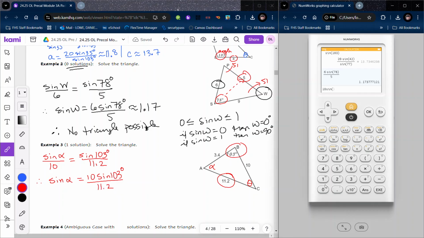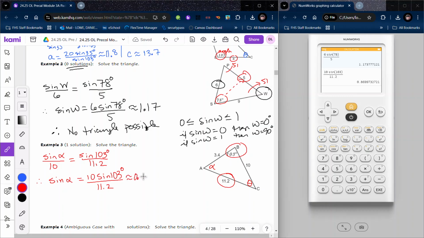So we'll do 10 sine 103 degrees, all divided by 11.2. That gives me 0.86997. Okay, now how can I undo a sine? I can use the inverse sine, and so I can say the angle is going to be given by the inverse sine of 0.86997.